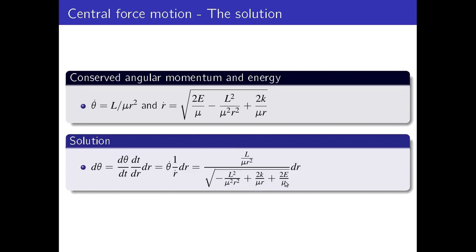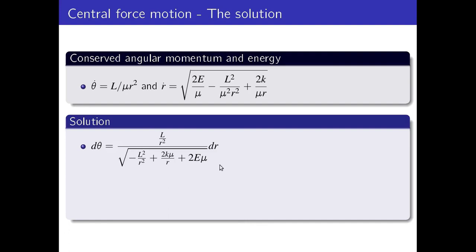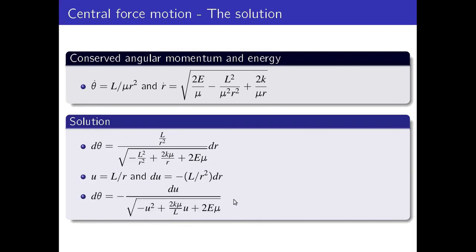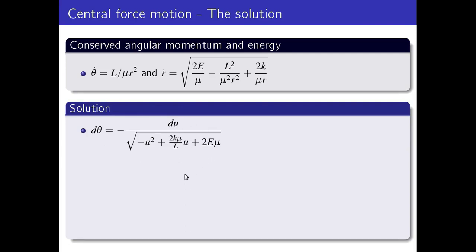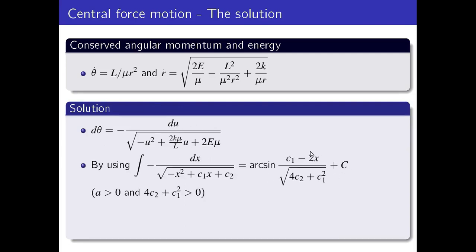After some simplifications related to mu's, d theta can be obtained in this form. We will carry out this integral by changing variable, and we will say u is equal to L over r, and du is equal to minus L over r squared dr. Then d theta can be obtained in this form, and we will carry out this integral by using this result, which can be found in integral tables, and c is the integration constant.